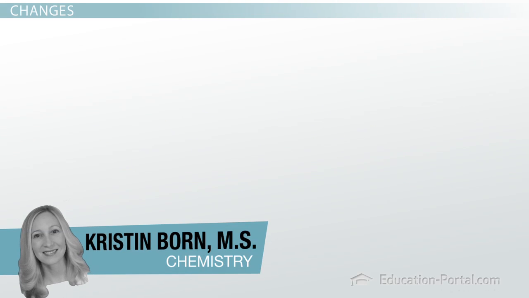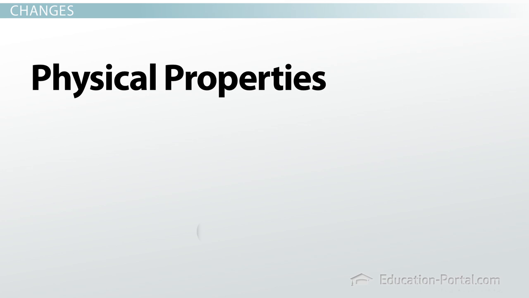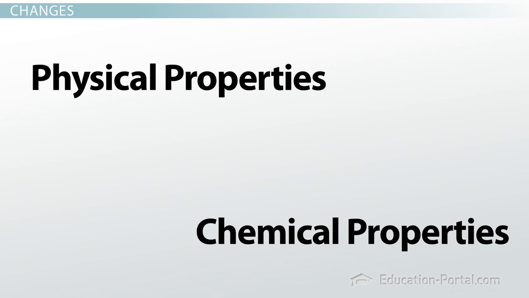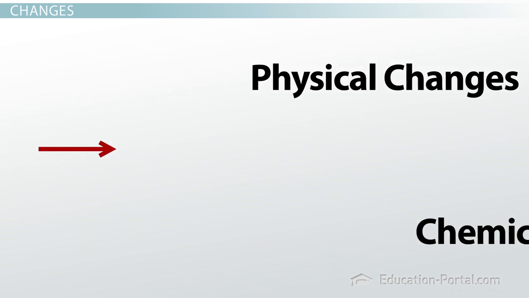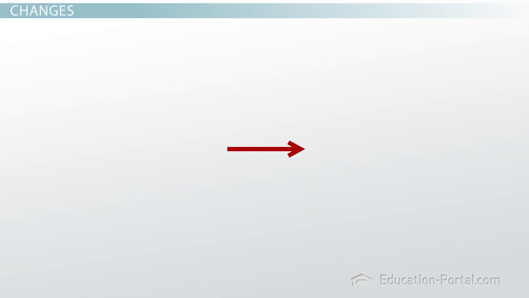Recall from a previous lesson that everything around you is matter, and that matter can have physical properties and chemical properties. Just like matter can have physical and chemical properties, it can also undergo physical and chemical changes. A lot of times in chemistry, we show a change by using an arrow. The stuff we started out with goes on the left side of the arrow, and the stuff we created is shown on the right side of the arrow.